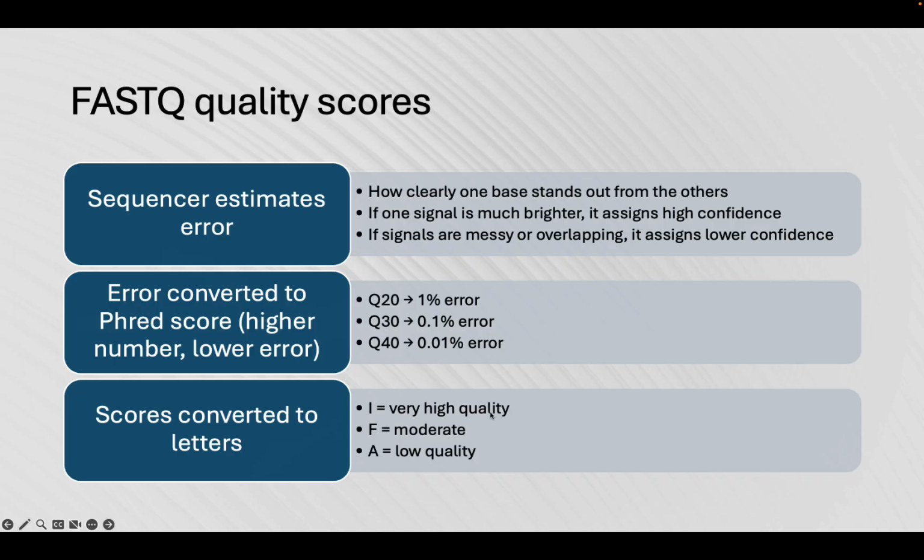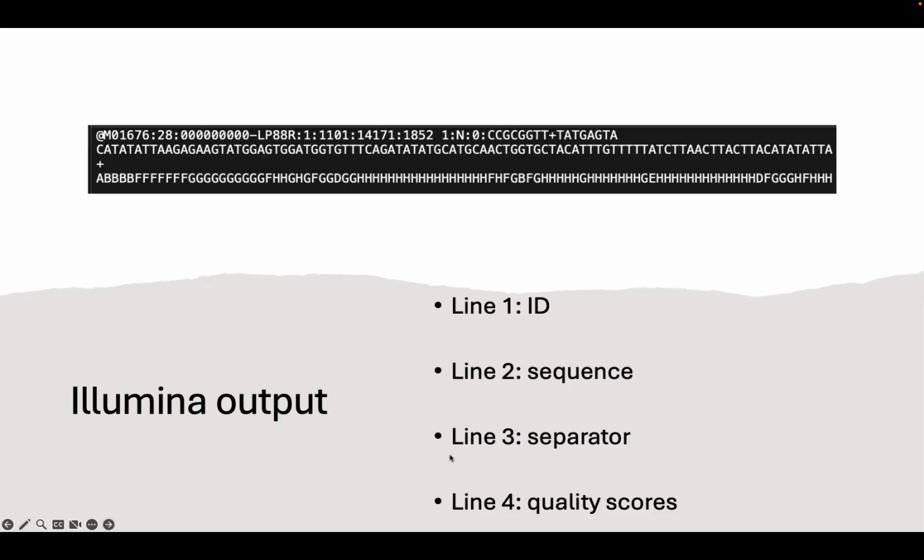So then those scores are converted to letters. You might think A is great, right? Because you want an A in every class, and A is the best grade. In this case, I represents a really high quality read. F is maybe a more moderate probability. A is high error, low quality. So if we look here, we see A, B, F, G, F, H, G, H, F, right, H.